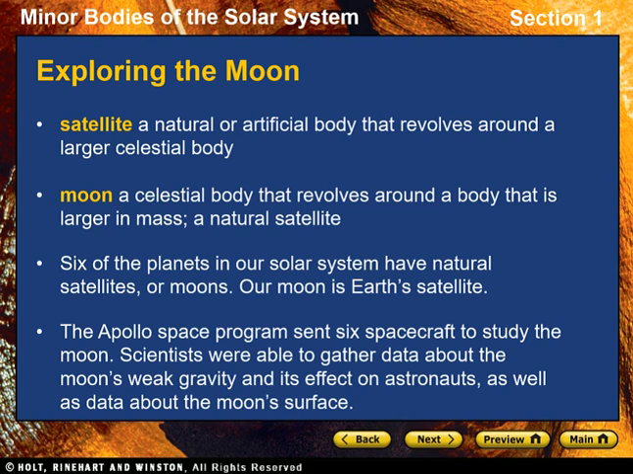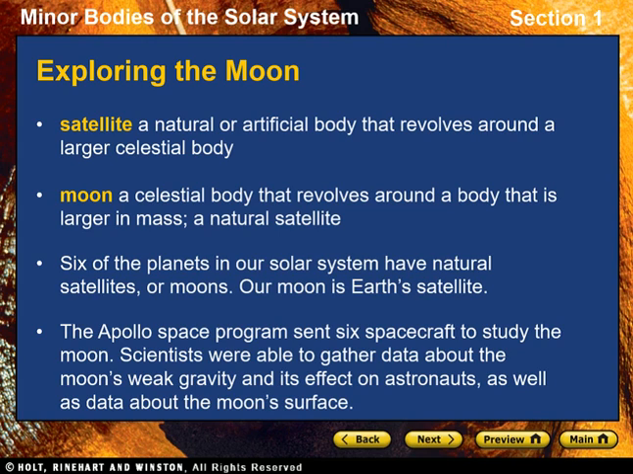A body that orbits a larger body is called a satellite. 7 of the planets in our solar system have smaller bodies that orbit around them. These natural satellites are also called moons. Our moon is Earth's natural satellite.